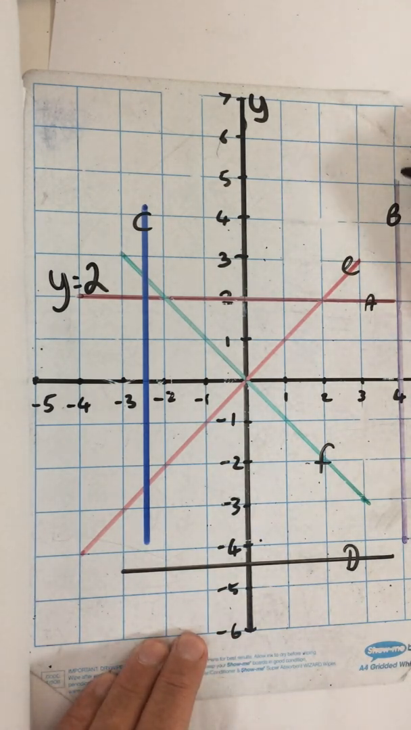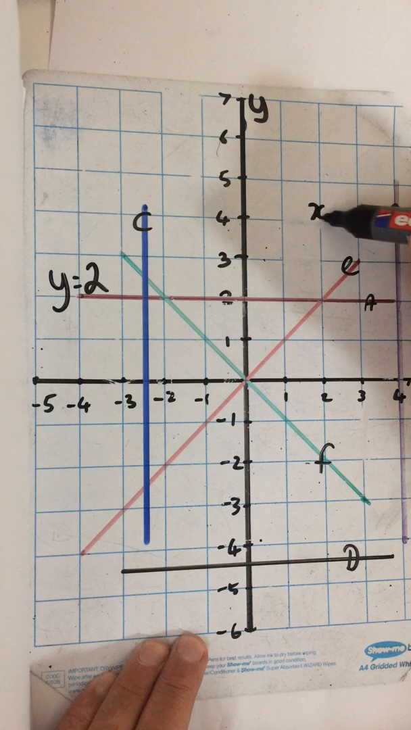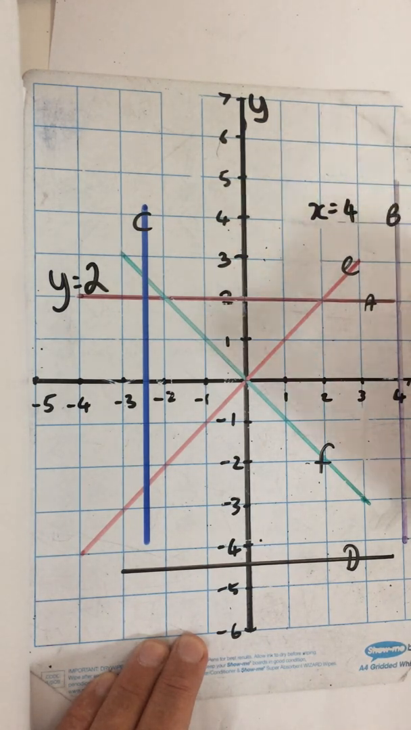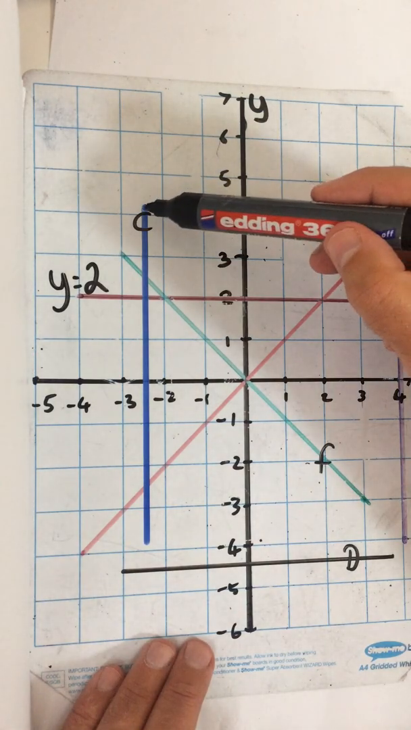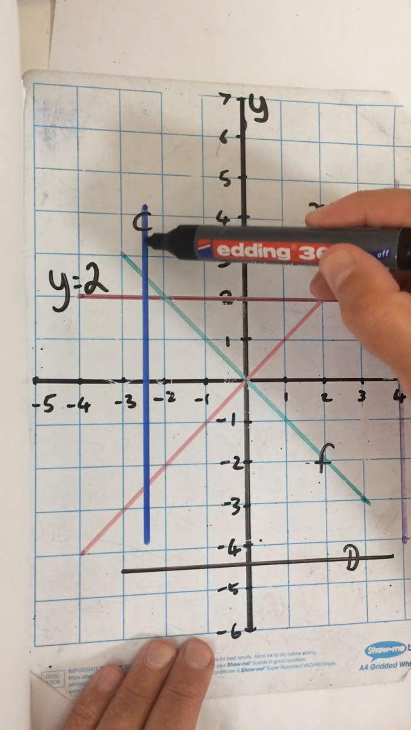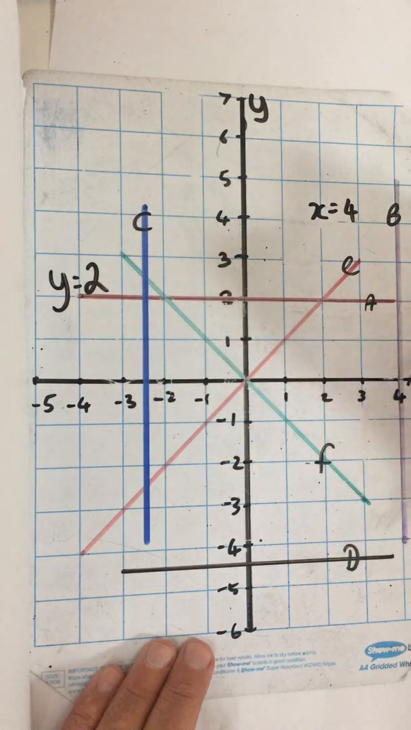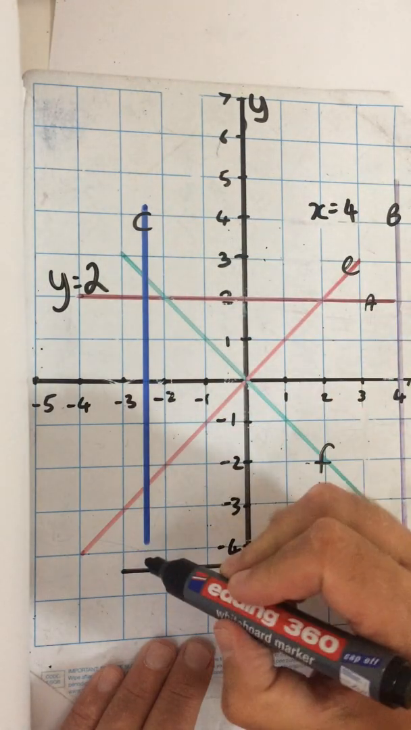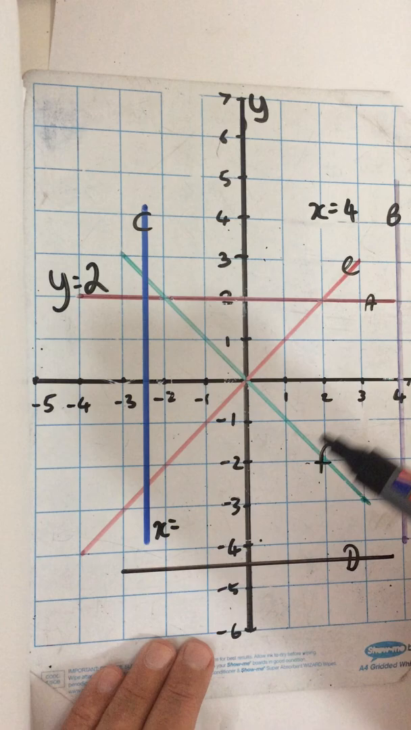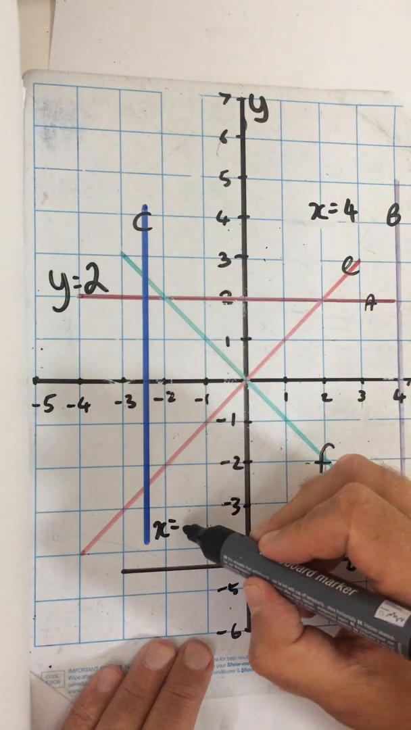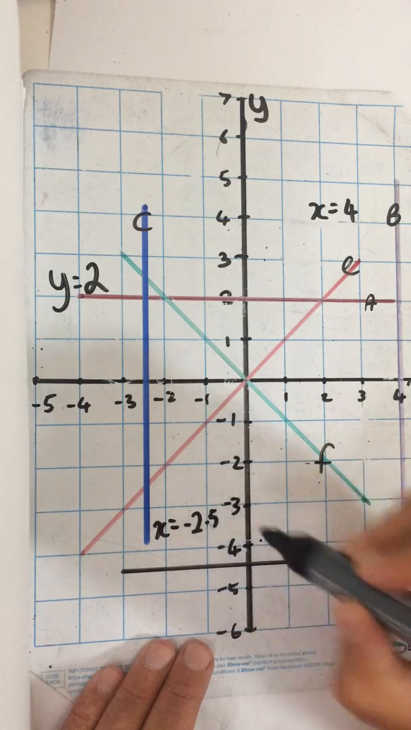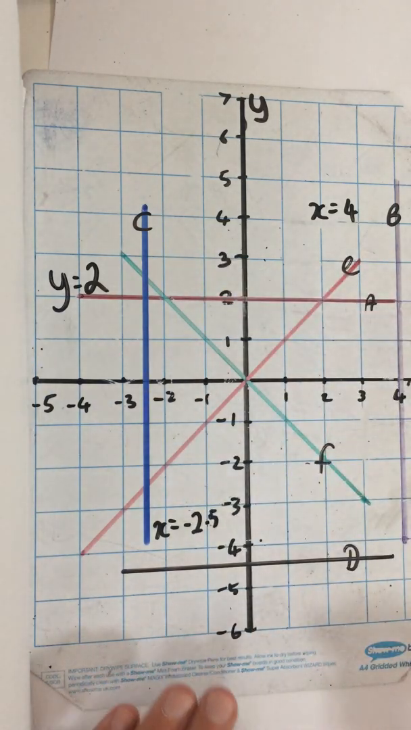Okay, let's look at B. We can just about see it there. It's going down here. It's splitting the x-axis. So it'll be x equals, it is splitting the 4, x equals 4. Okay. C, here we have it. It's going down here. It's splitting the x-axis again. So we know it's going to be x equals, and here it's halfway between the -2 and -3. So it becomes minus 2.5. Okay, x equals minus 2.5.